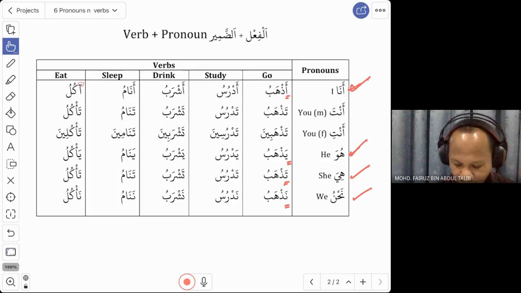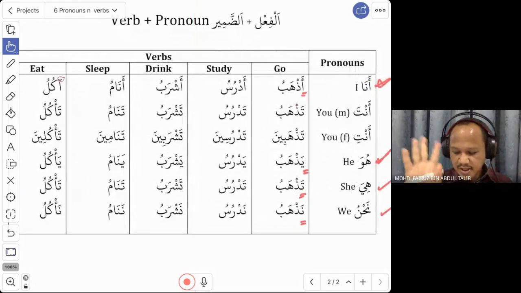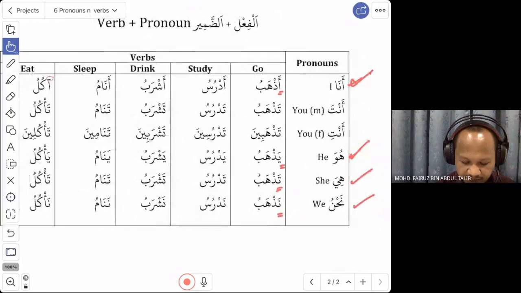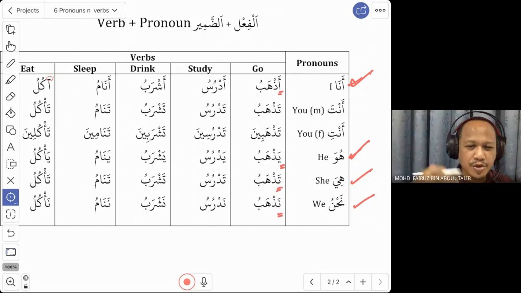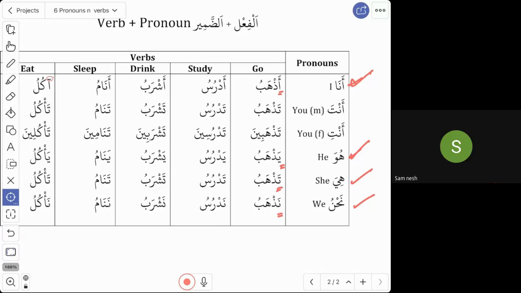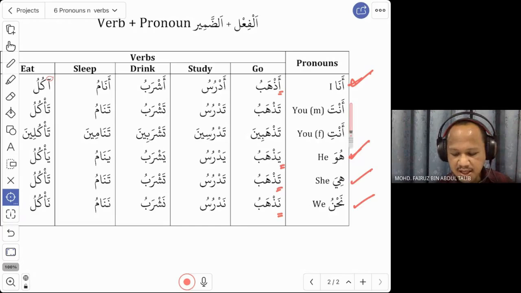So now we have completed the first four. And finally, we have the last two. So now this is also important. You want to say "you", because you will ask your friends: where do you go? What do you eat? And so on, right? So for anta and anti.